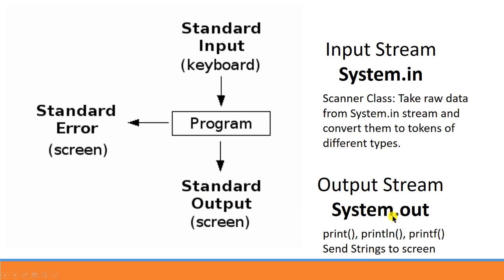We call it System.out. And the symbol sent from the standard input can be the scanning code for the keyboard, so you need some interpretation. Then we need a Scanner class to convert the input stream from the raw data to the cooked data of several tokens of different types. And the processed data can be printed out by print, println, and printf functions. These functions will send a string to the screen.